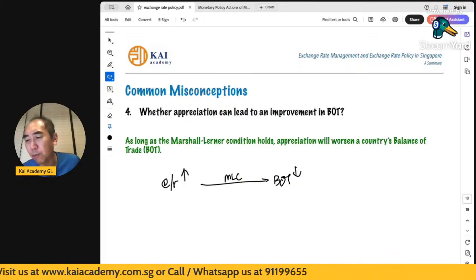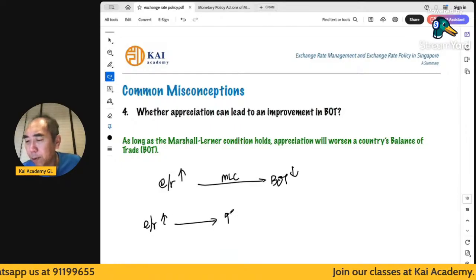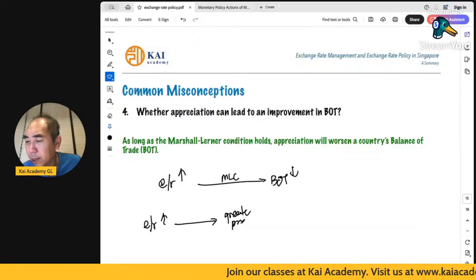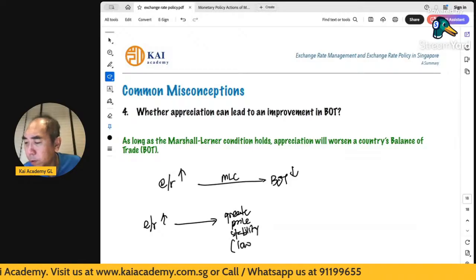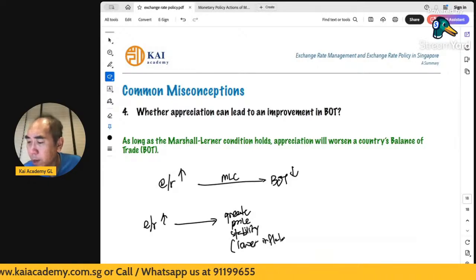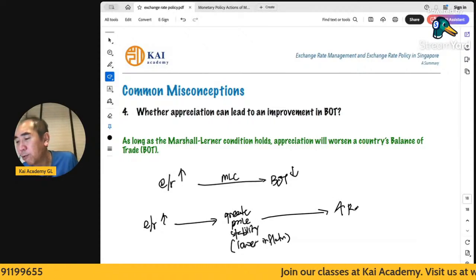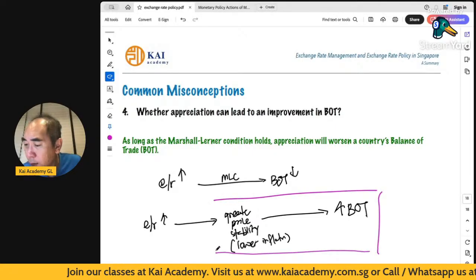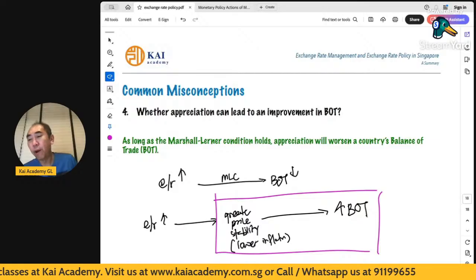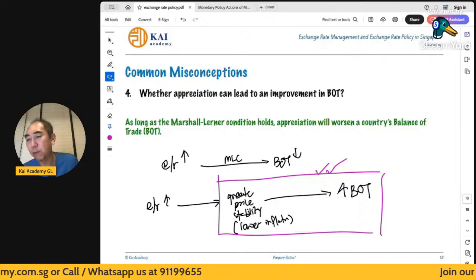So some students have this common misconception that when exchange rate appreciates, I have greater price stability, right? And they interpret greater price stability in terms of lower inflation. Now, when you have lower inflation, particularly lower than other countries, then that causes an improvement in BOT. So the misconception stems from students thinking that greater price stability or lower relative inflation improves balance of trade. Is this correct? Well, this is correct, right? There's absolutely nothing wrong with this part of the argument.